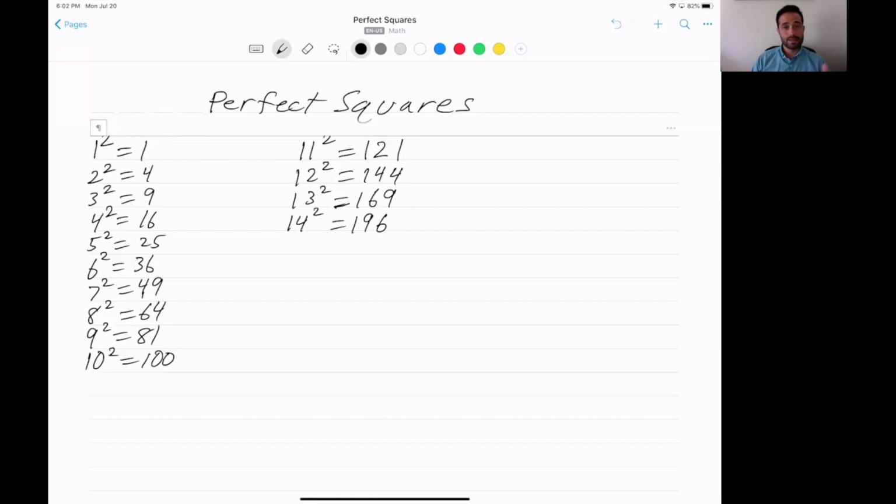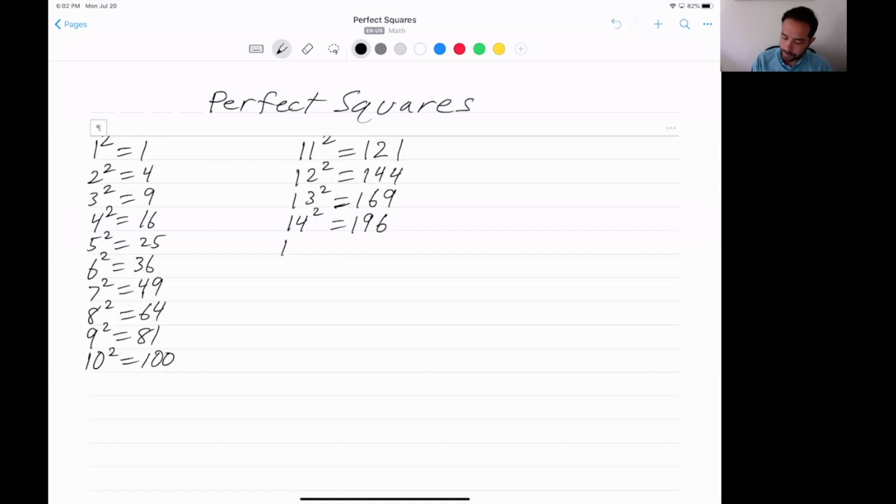Well, if you didn't notice it, I'll let you know right now. But you can also pause the video and try a little bit longer. 169, 196. The last 2 digits are just switched. So that is just a cool little trick between 13 and 14. If you know one of them, you'll know both.